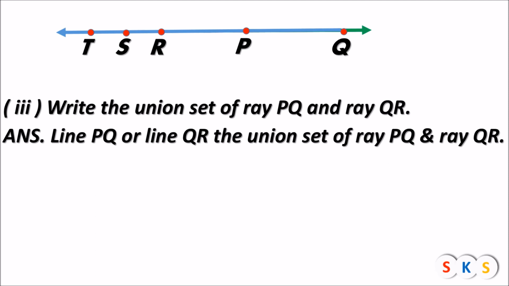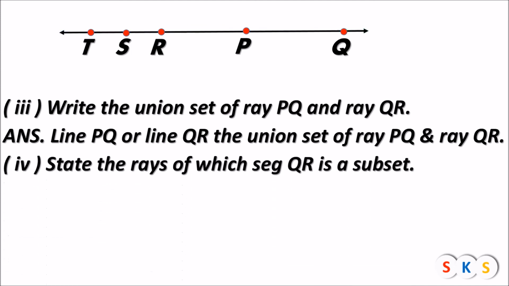You can see there are many points on this line. To name this line, you can use any two points which lie on it. You can say it is line TS, line SR, line SP, line RQ, line TQ. There are many names for this line. You can call it with any one of the names. So what is the union set of both the rays? It is line PQ.